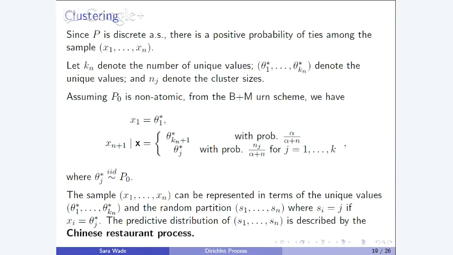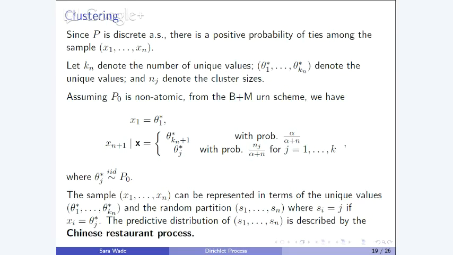Okay, so the clustering given by the Dirichlet process. Since P is discrete almost surely, there is a positive probability of ties among our sample. So we have a clustering of our samples. So we can let Kn denote the number of unique values in our sample. Theta star k is the unique values. Nj is the cluster sizes. So it's the number of samples equal to the jth unique value. Assuming that our base measure is non-atomic, that means it doesn't have a point mass at any point in our space X.